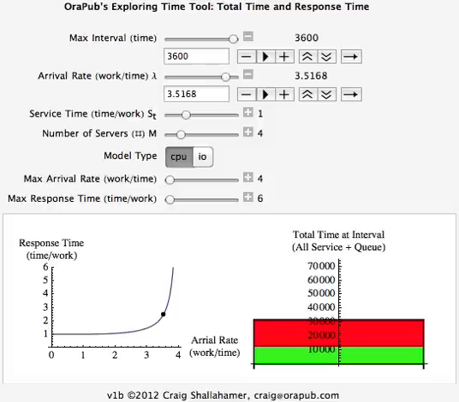Hello, my name is Craig Shallenhammer, and I'm going to introduce you to a tool that I wrote to help us explore the relationship between the total time and response time. So I'm going to start by explaining the graphs here at the very bottom.